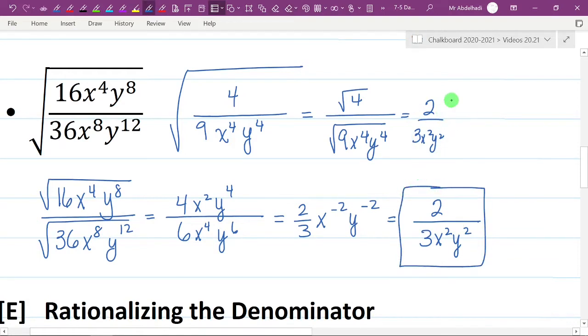So whether you think this was easier or this was easier, like I said, most of the time, simplifying the fraction inside, if you can, makes this part a little bit easier. And notice that we didn't actually have the negative powers. All right, so just two ways to do the same question.